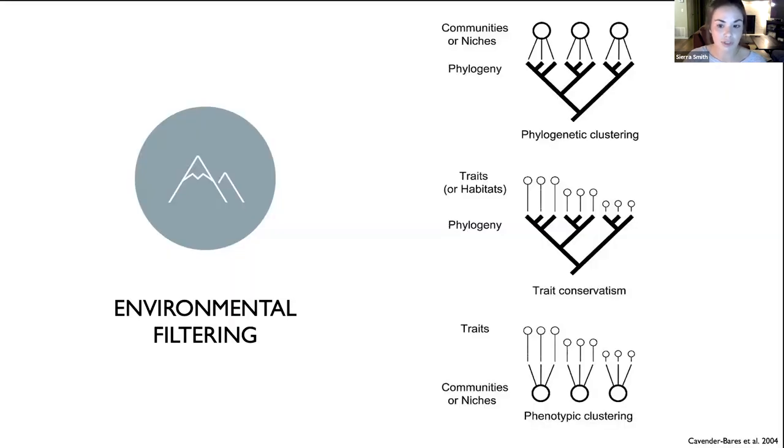Under environmental filtering, traits are selected for by the environment so that species without those traits cannot persist in the habitat. Therefore, traits are conserved because the environment is selecting for species with certain traits to persist. That means that species within the community will be phenotypically similar because closely related species phylogenetically will have similar traits, and therefore the communities will be made up of species that are phylogenetically similar and phenotypically similar.